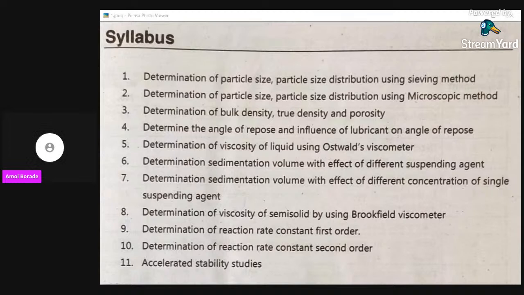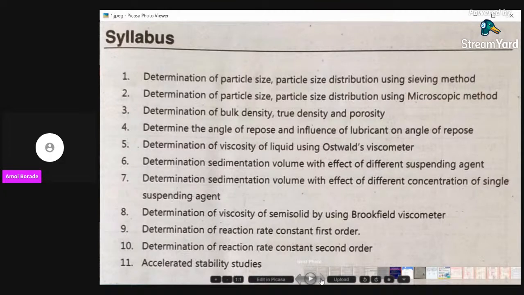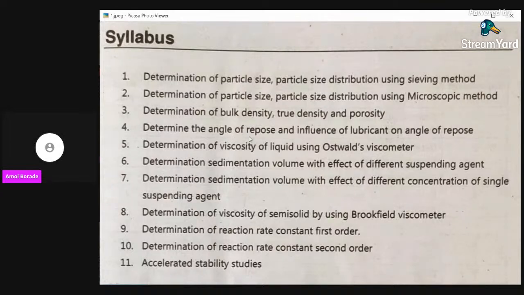So to consider this experiment for understanding, first of all, we need to think much more about the need of angle of repose, and understanding about the lubricant and glidant. Lubricant and glidant are basically types of powder additives based on application.